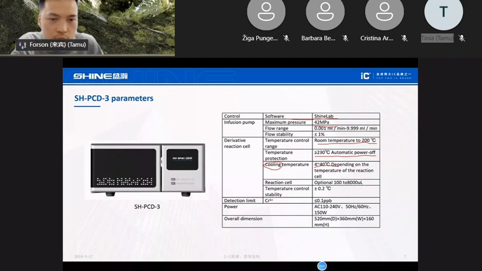So there is a range. The lowest one is 4 centigrade to 40, depending on the temperature. And the reaction cell is 100 microliter to a max of 8 milliliter. And for the detection limit, we tested the CR6. The lowest concentration is 0.1 ppb, and also the dimensions and power are here.